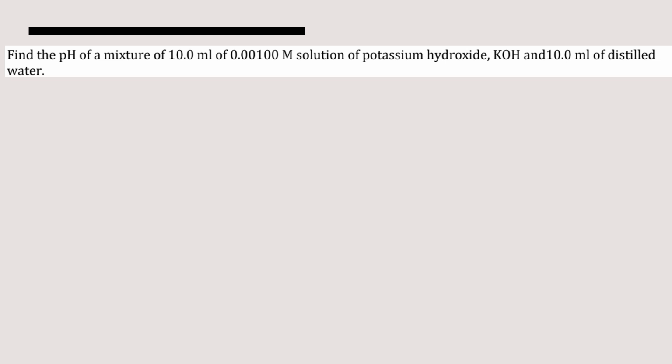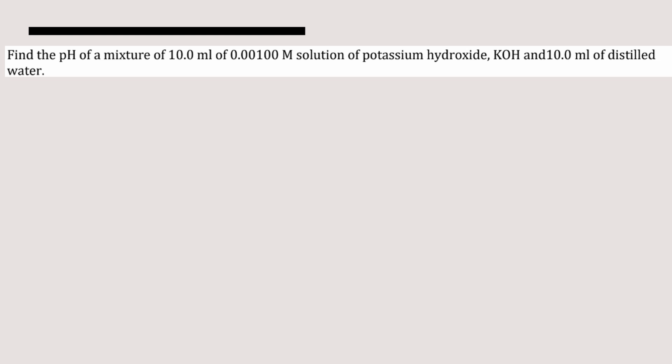we'll get the pOH and then the pH. So this is a somewhat multi-step process. It's not the worst in the world, but it's doable. Just got to know what's going on. So find the pH of a mixture. We have 10 milliliters of 0.00100 molar solution of potassium hydroxide.